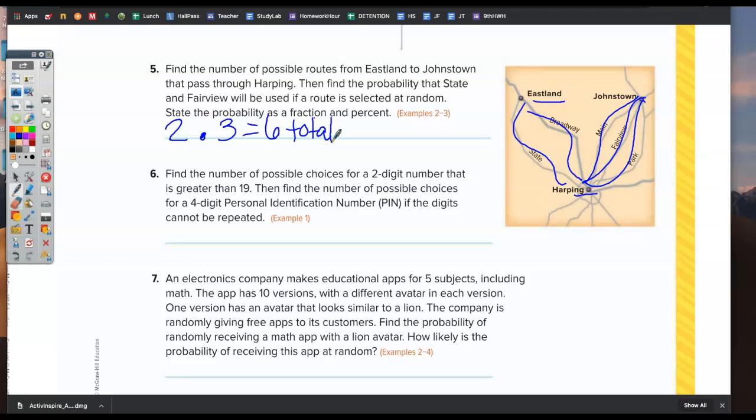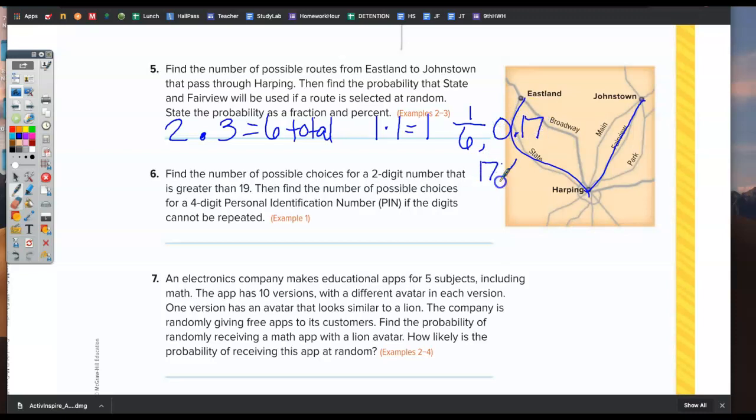Okay? Now we have to find the probability that we will use the route State and Fairview. Well, there's only one option to use State, and only one option to use Fairview. Therefore, 1 times 1 is 1. And there's 1 out of 6 options to use State and Fairview. That as a decimal is 17 hundredths, which is the same as 17%. It's okay if you don't have the decimal because it just wanted the fraction and percent.